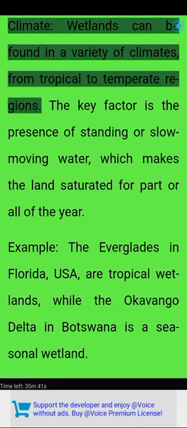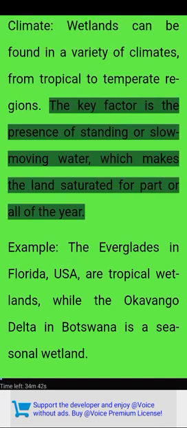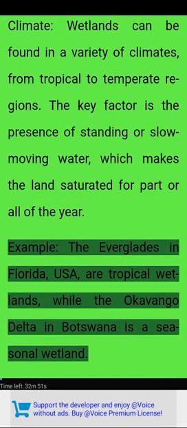Characteristics of wetland ecosystems. Climate. Wetlands can be found in a variety of climates, from tropical to temperate regions. The key factor is the presence of standing or slow-moving water, which makes the land saturated for part or all of the year. Example: the Everglades in Florida, USA, are tropical wetlands, while the Okavango Delta in Botswana is a seasonal wetland.